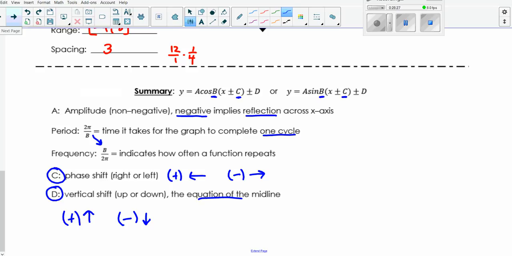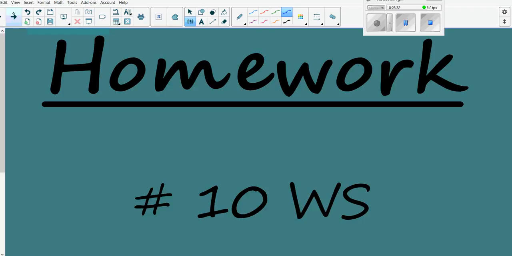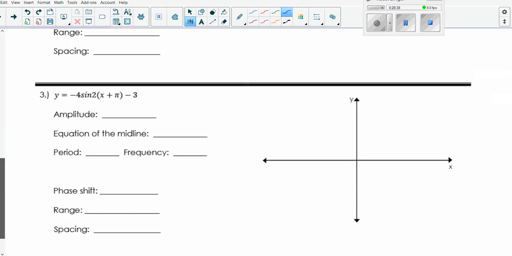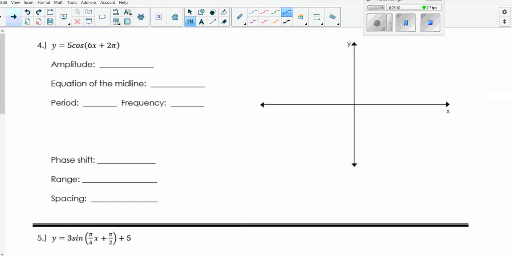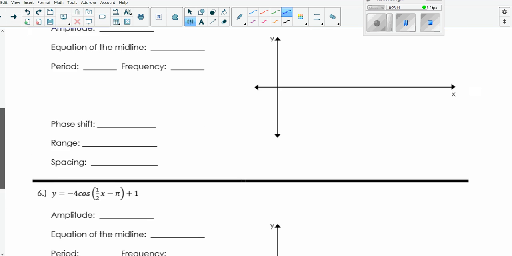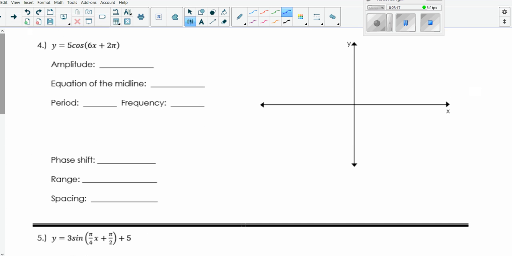Alright, your homework. Let's see. Your homework is worksheet number 10. The sub will give you the worksheet. You have a bunch of problems similar to what we just did. So you have 1, 2, 3 on the front, and another 3 in the back. Okay, so it should be plenty of practice. Tomorrow we will start talking about how you write the equation given the graph.